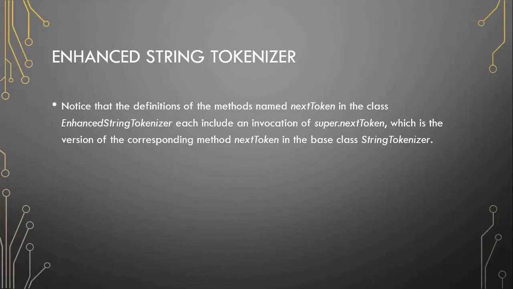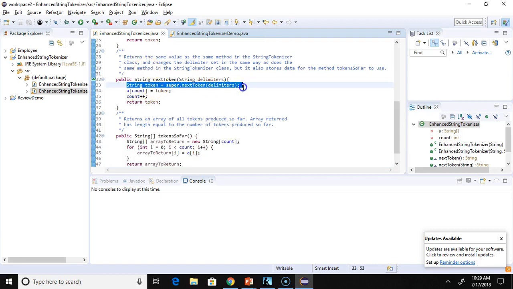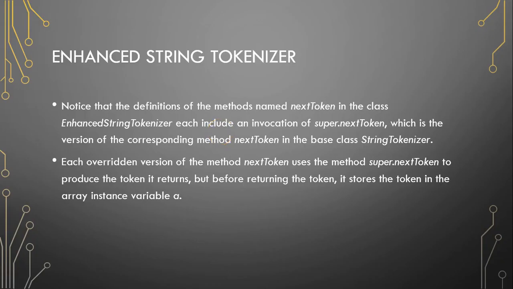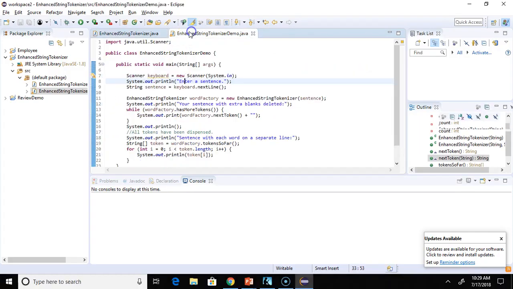You'll notice that the definitions of the methods named nextToken each include an invocation of super.nextToken, which is the version corresponding to the method nextToken in the base class string Tokenizer. Right, that was these right here. Each overridden version of the method nextToken uses the method super.nextToken to produce the token it returns. But before returning the token, it stores the token in the array instance variable A. The instance variable count contains a count of the number of tokens stored in the array instance variable A. Alright, and that's it. And so let's just take a look at the demo here so you can see how that works.